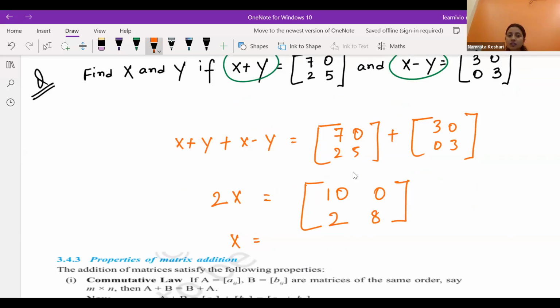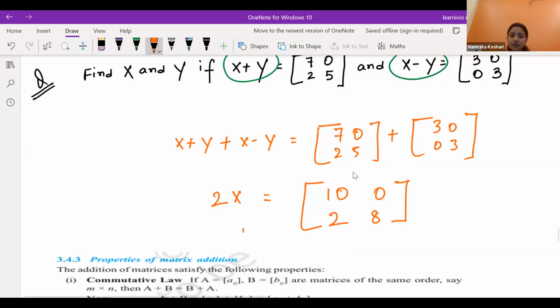In the same way you can write here, you will be having 1 by 2 times this matrix. Basically what we are doing is dividing both sides by 2, and then we are getting x. We can write it directly as well.